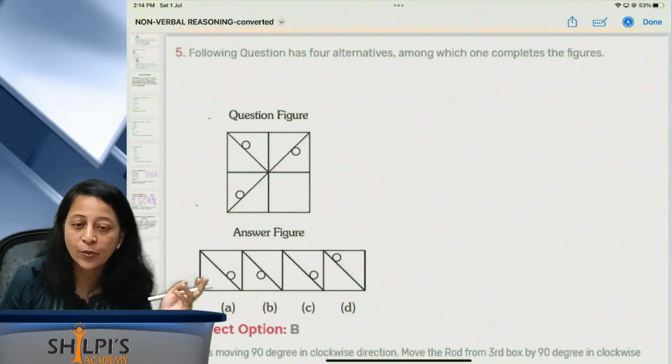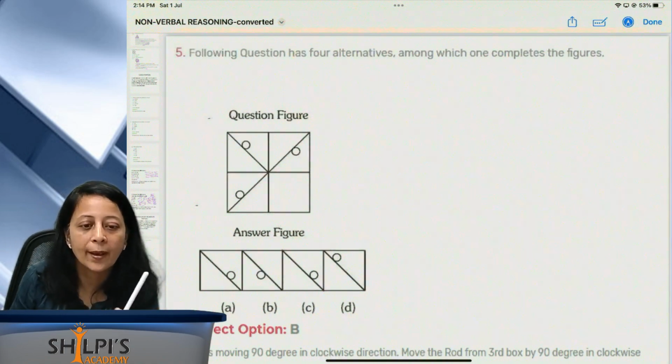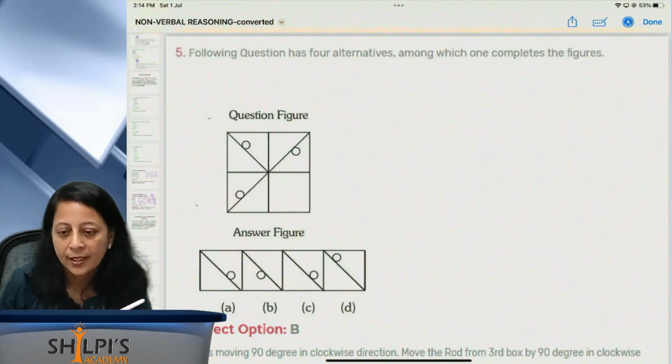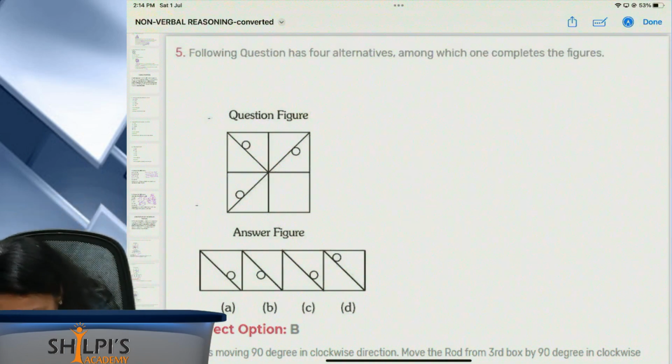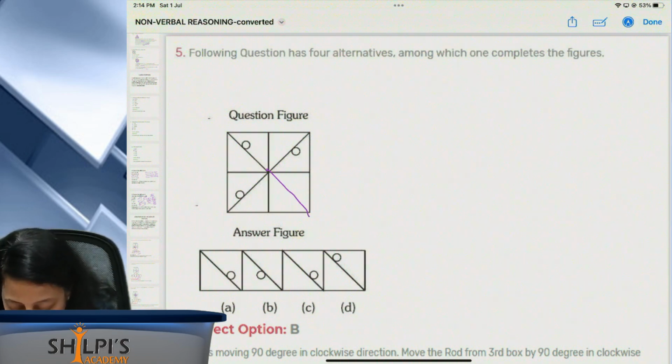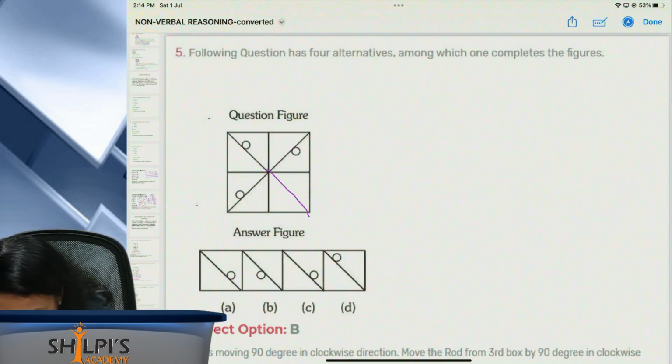Now the following question has 4 alternatives, among which one completes the figure. So again we will draw a figure. Draw a line, okay, and the ball you can see is here, it is here on top, and here also it's on the top, here also on the top, here also, then it should be on this top.